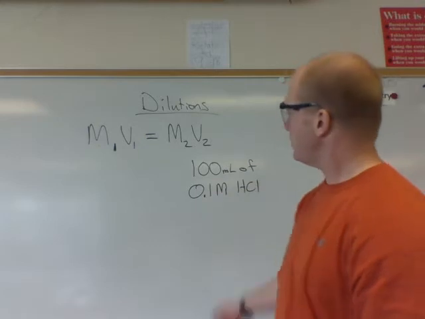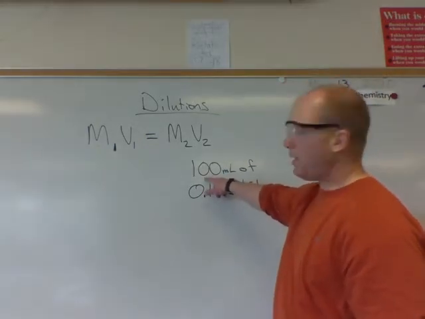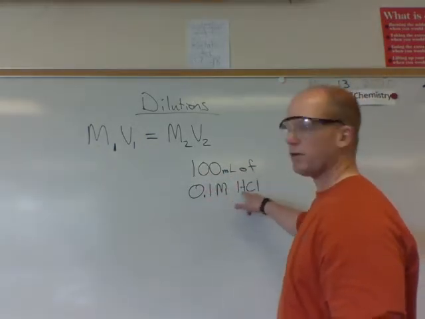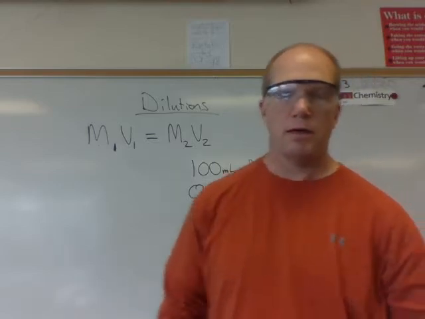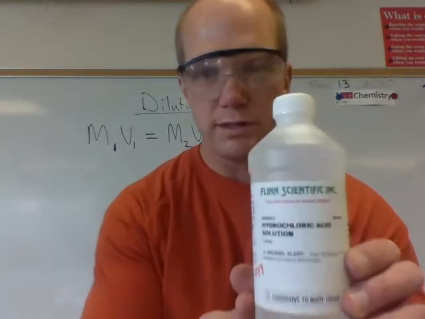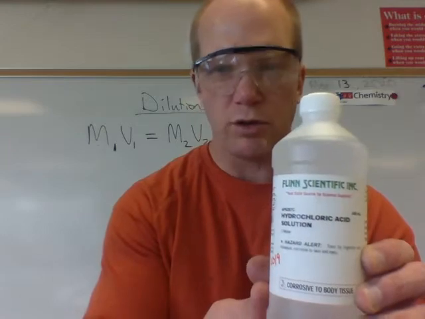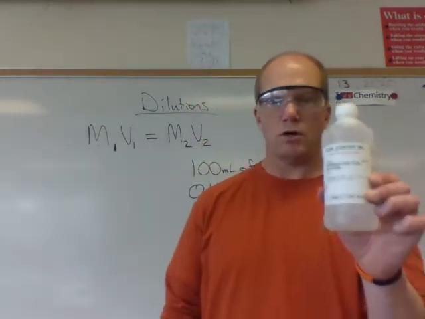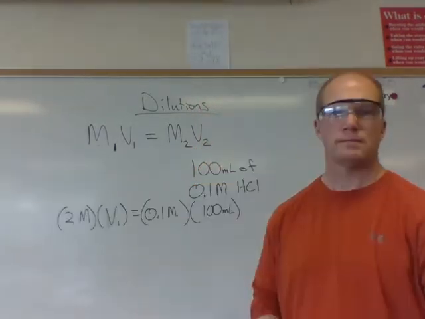So what we're going to do is we want to make 100 milliliters of 0.1 molar HCl, and I'm starting off here with some 2 molar hydrochloric acid solution. So how do we do this?